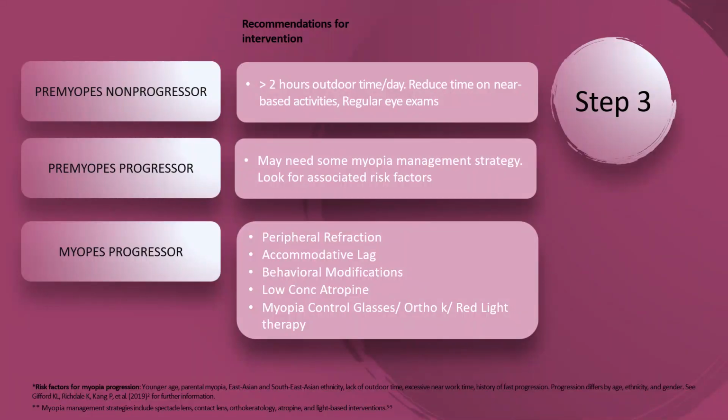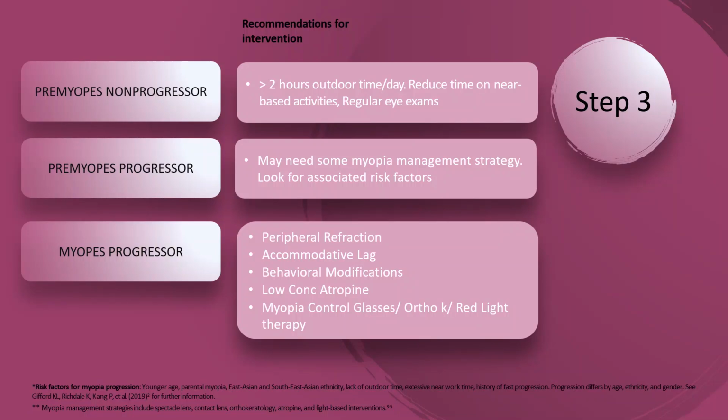And so what are the recommendations for intervention? If there is a pre-myope who is a non-progressor, you just have to tell them about environmental activities as we saw in steps 4 and 5 of the IMPACT guidelines. This is all a repetition of what we have already discussed, but yes, it is very important. For pre-myopes who are non-progressors: more than 2 hours outdoor time, reduced time on near-based activities. So basically it is the environmental modification which we are talking about.